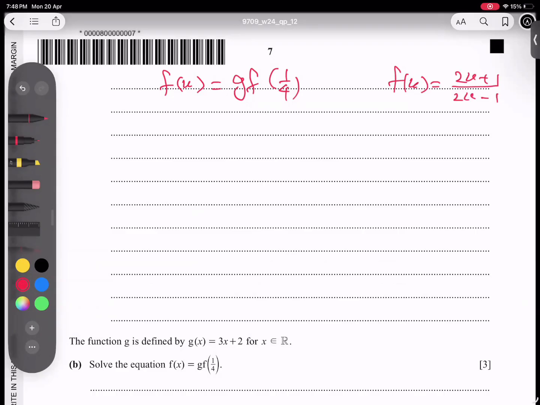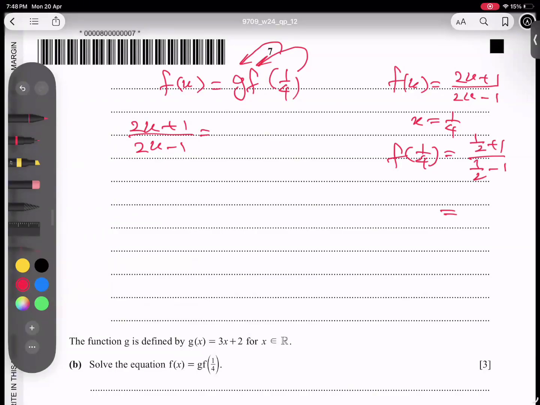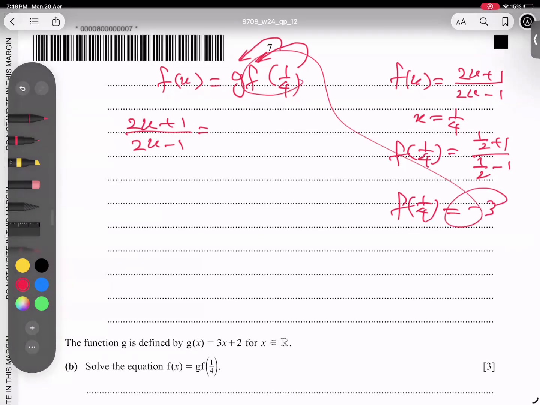This is the whole thing I'm writing here: 2x plus 1 over 2x minus 1. So this will go in the f function, then the whole thing goes in the g function. First of all, I'm plugging in 1 by 4 here. So 1 by 4 becomes 1 by 2 plus 1 in the numerator, and 1 by 2 minus 1 in the denominator. In the numerator I got 3 divided by 2, and in the other I'm getting negative 1 over 2. And I got negative 3 from here.